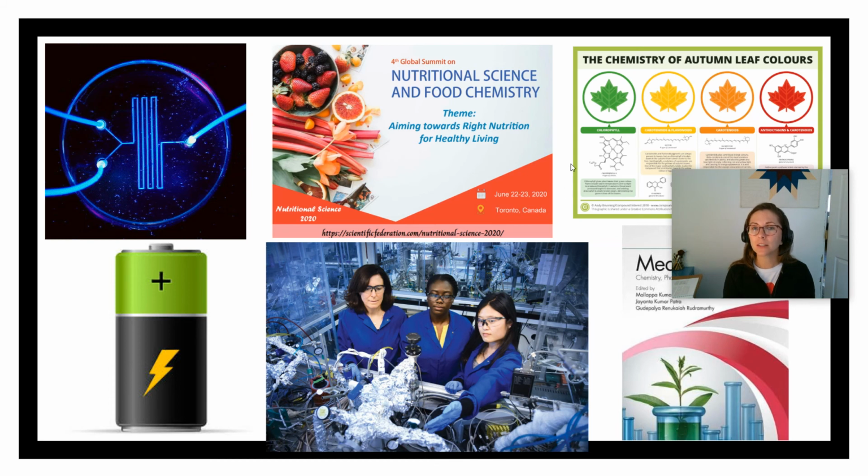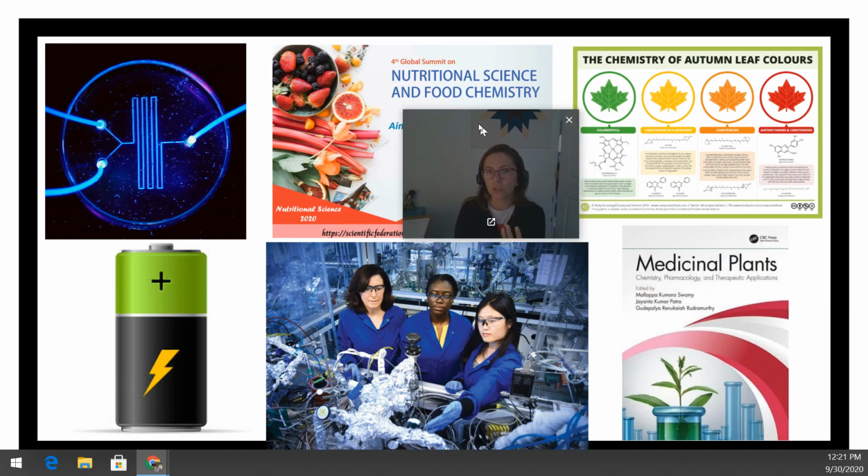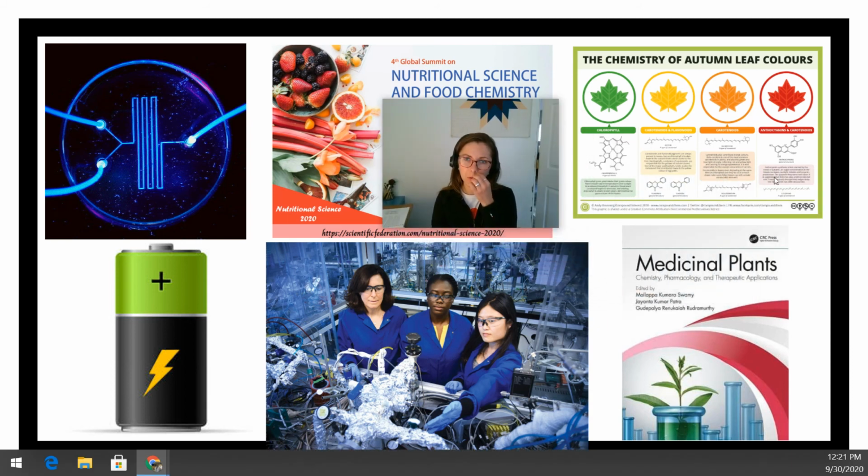How do different compounds, vitamins, amino acids, proteins work in our body? Understanding the relationships and how they interact and behave in our body is chemistry. How the autumn leaves change colors. So you'll notice here in this poster, you see these different chemical compounds and how they change slightly. And each time they change slightly, we see them as a different color.